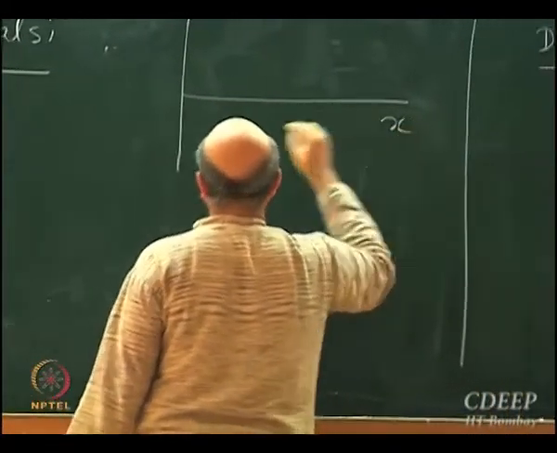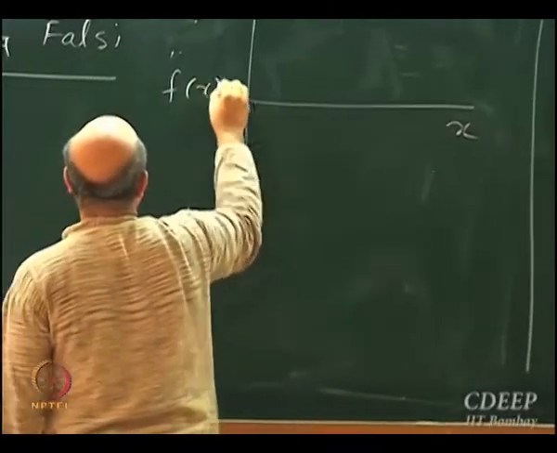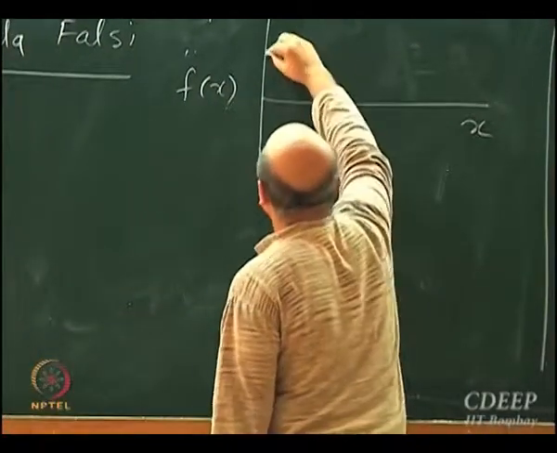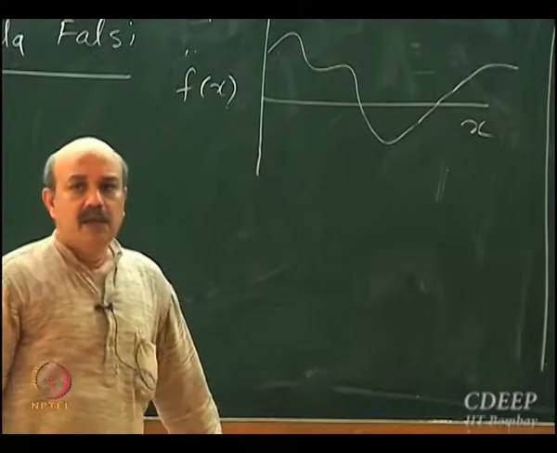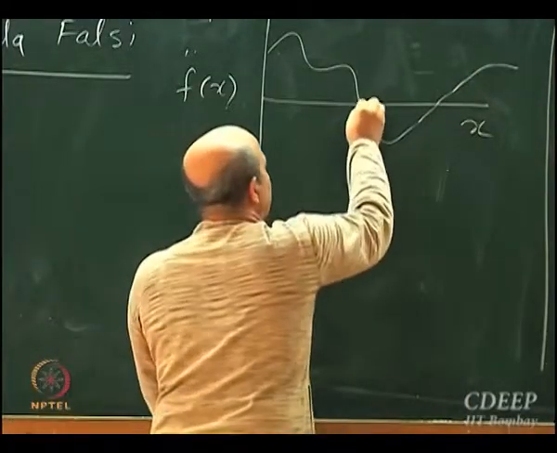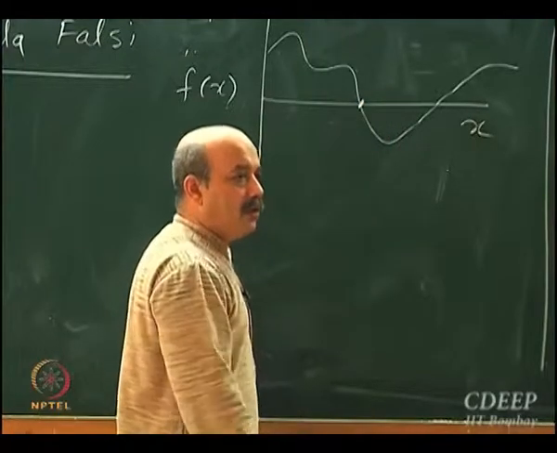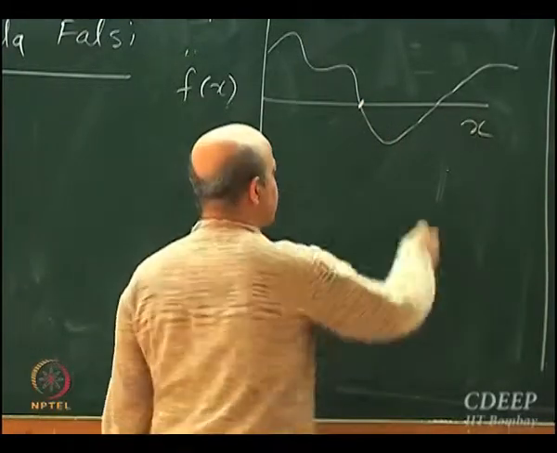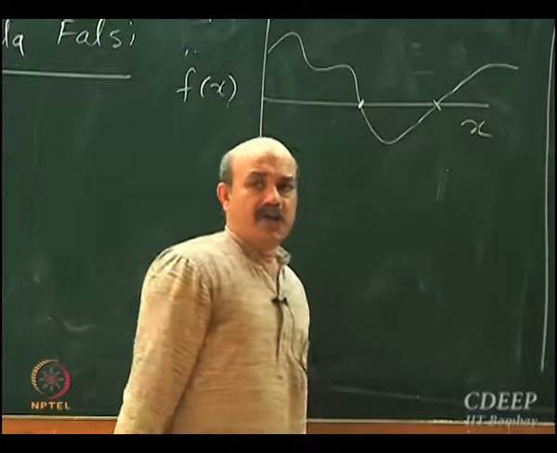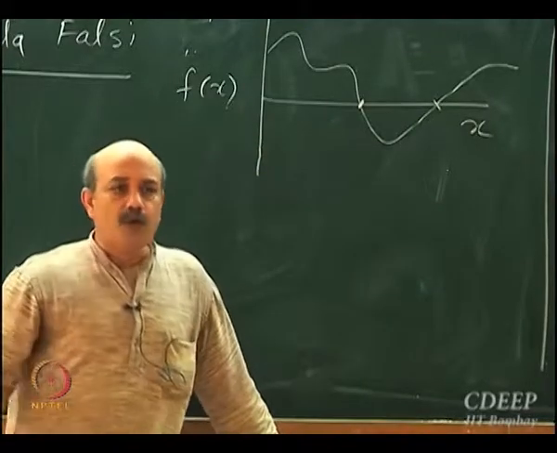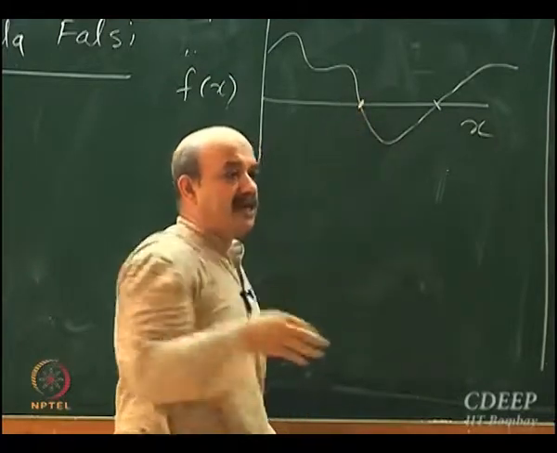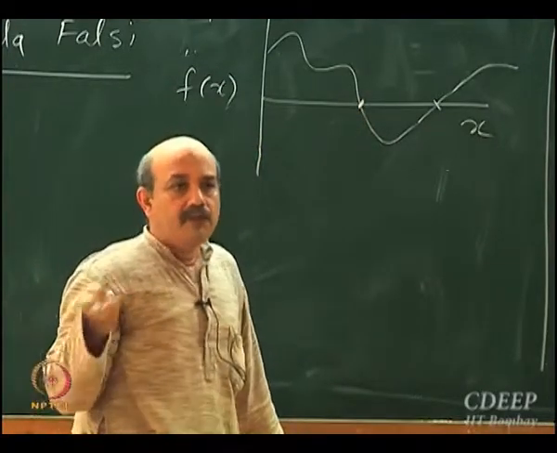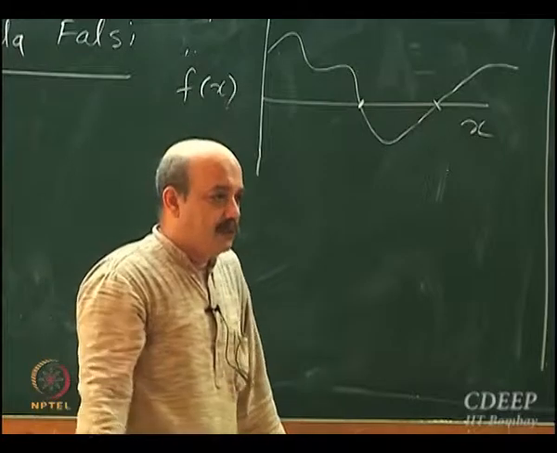this is my x and I am plotting f of x. Okay, f of x has some behavior like this. I am looking for this point where f of x equal to 0, right? I am looking for roots of the equation f of x equal to 0, which means I am looking for the point where f of x reduces to 0, the value of x for which f of x becomes 0.